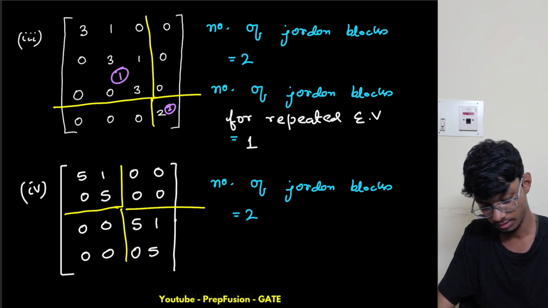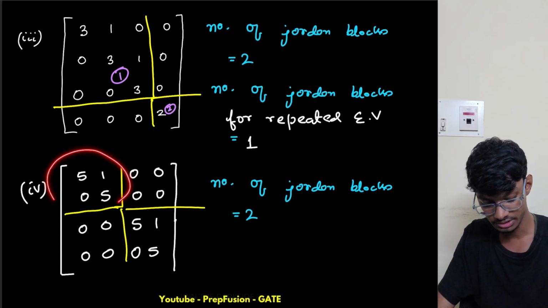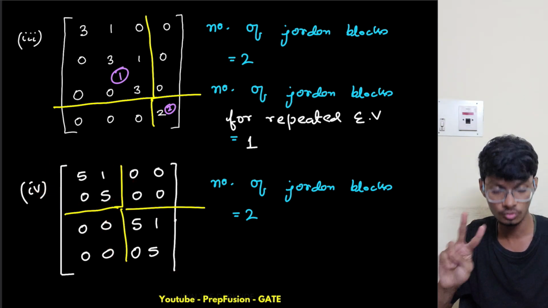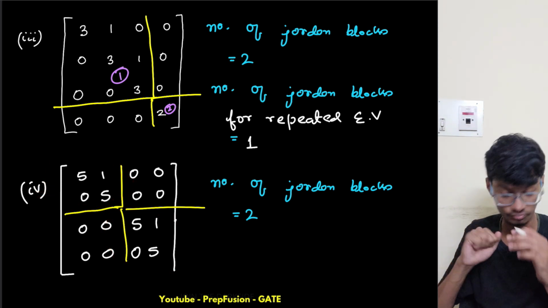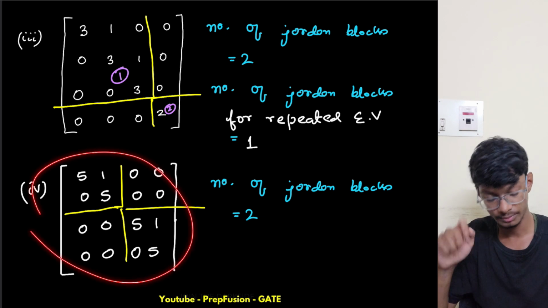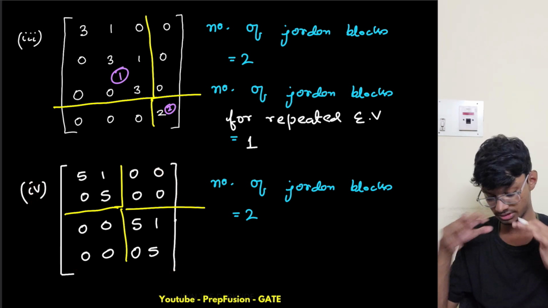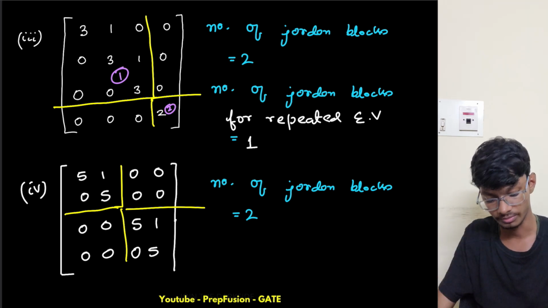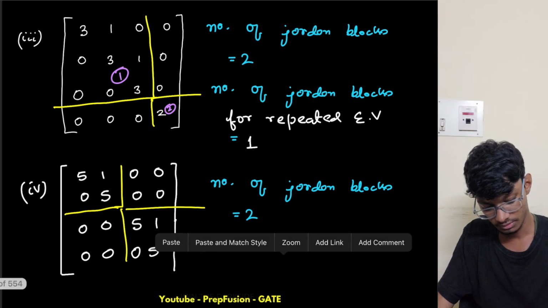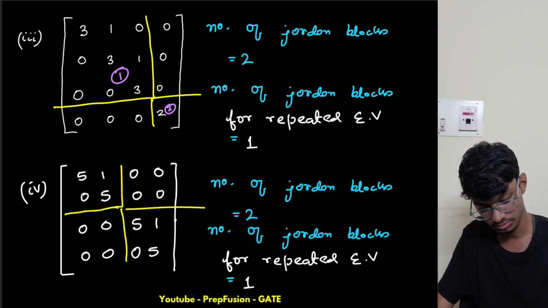Only 1. And here also, one thing I noticed: this is the repeated eigenvalue, and I have 2 Jordan blocks for the repeated eigenvalue. So by seeing just this, I can say it is not satisfying the first criteria, so definitely this state space representation would be controllable. So this will be 2 again.